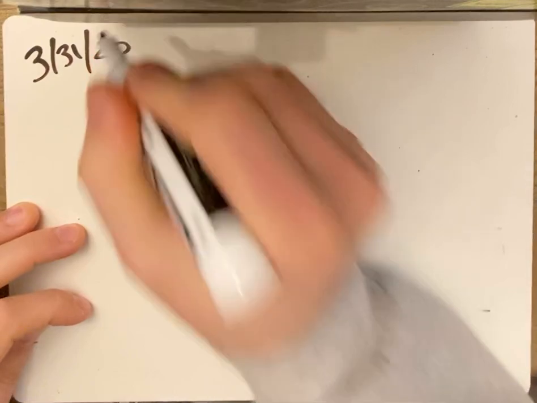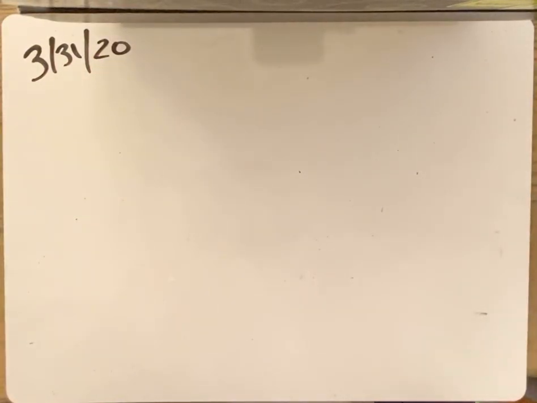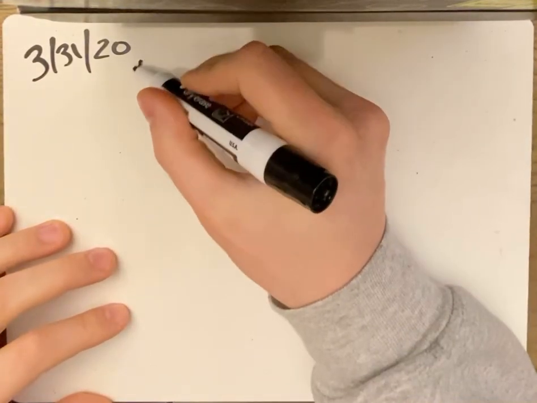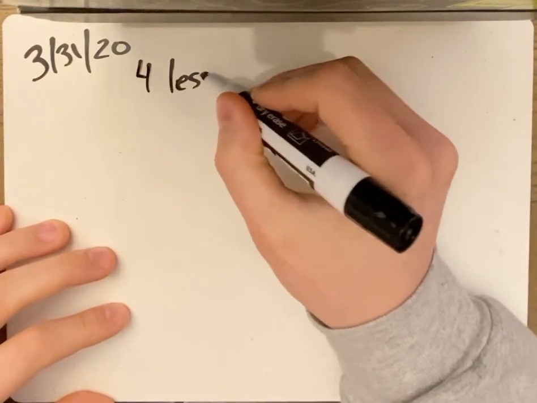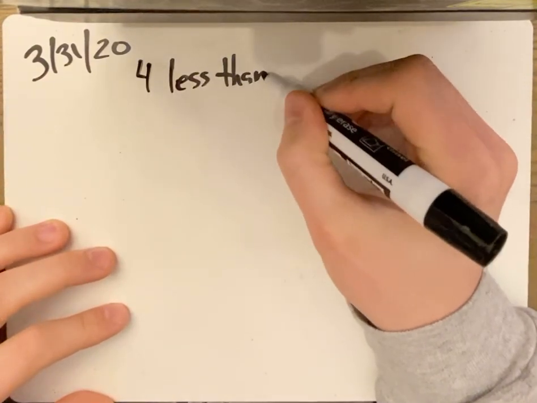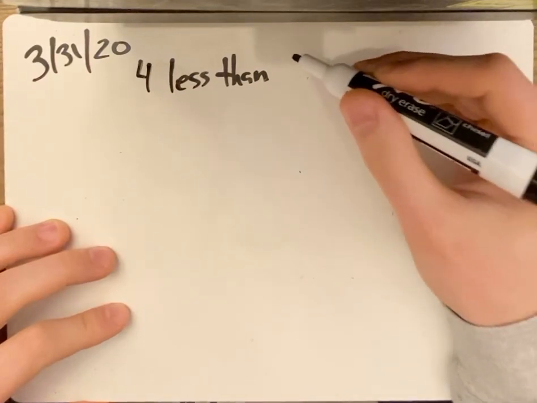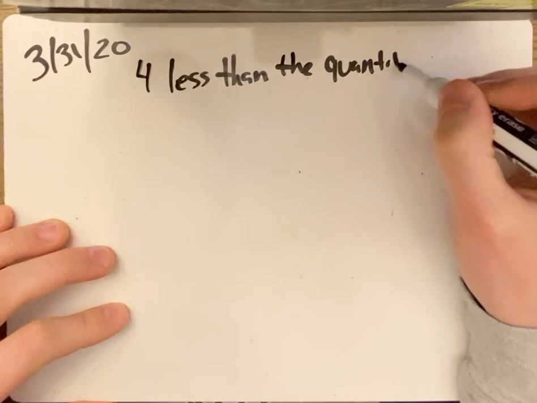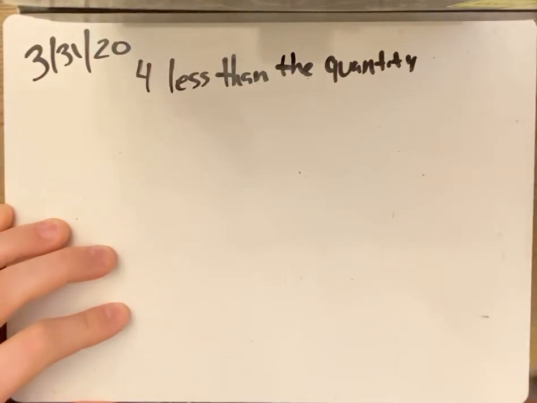31st, 2020. I'm going to show you number one and number three. Let's do number one first. Number one says: 4 less than the quantity of 8 times n.